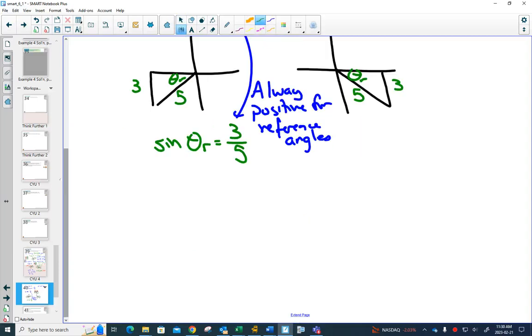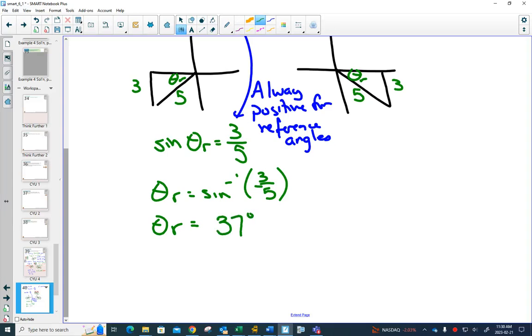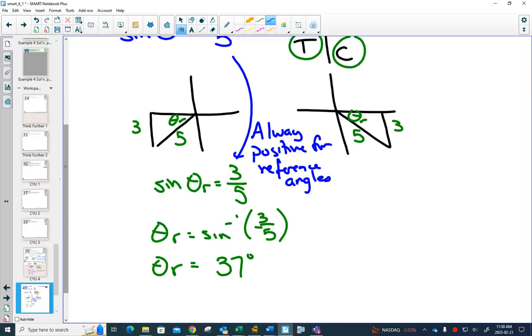Now I can find my reference angle by doing sine inverse of 3/5. Go to my calculator. The nearest degree would be 37 degrees. There's my reference angle. I want to find the angle theta in standard position, so I need to start here. Only from 0 to 360, so I'm only going positive. There would be one. There would be the other one.